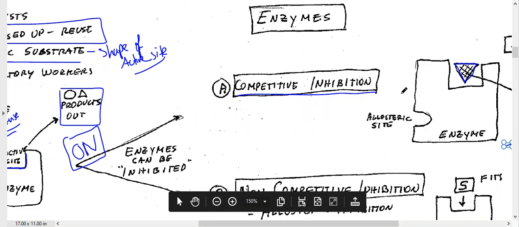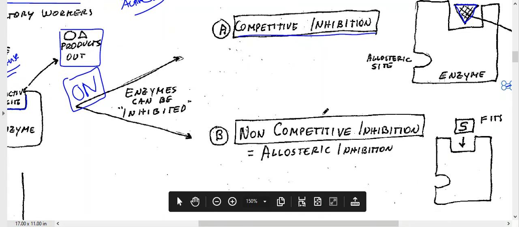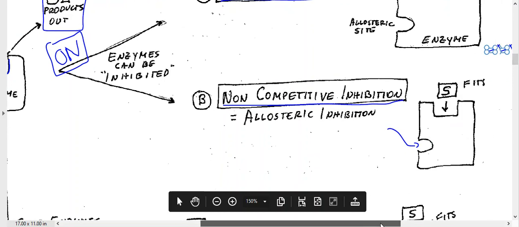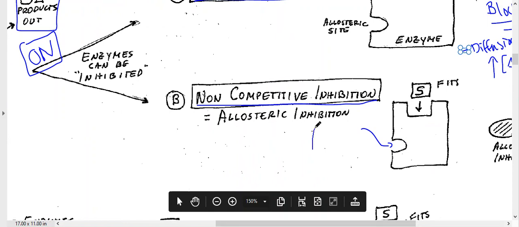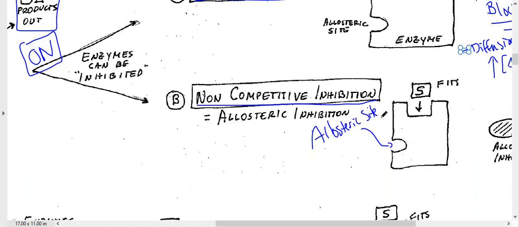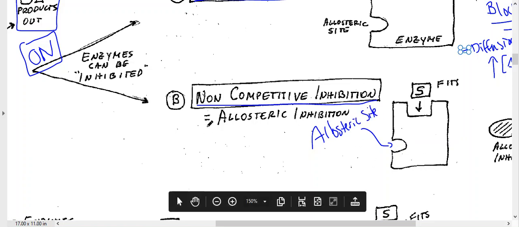The other type of inhibition that you can use to turn off an active enzyme is called non-competitive. So we are going to inhibit, but we're not going to compete. This is where this little nook or cranny comes in. This is called the allosteric site. It's the star of the show in this example, hence it's called allosteric inhibition.